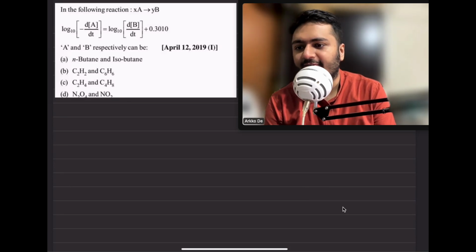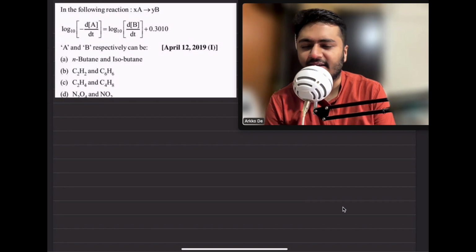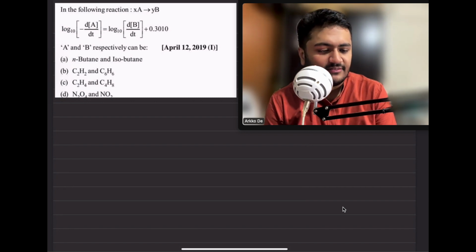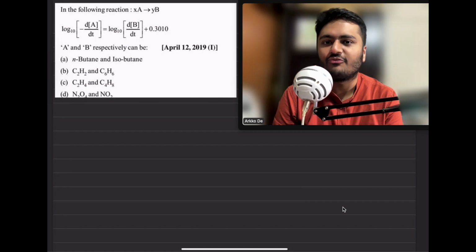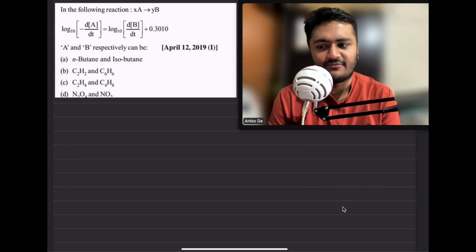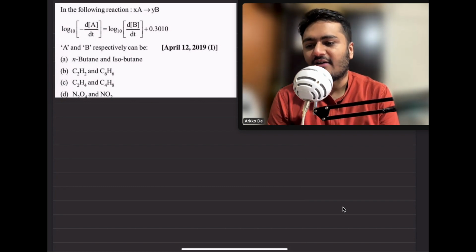So they have given you this question. This is 12th April 2019. Again, a very recent question. So they've given you this expression which relates the rate of A and the rate of B, and it's a logarithmic function. So they have asked you that A and B respectively can be.